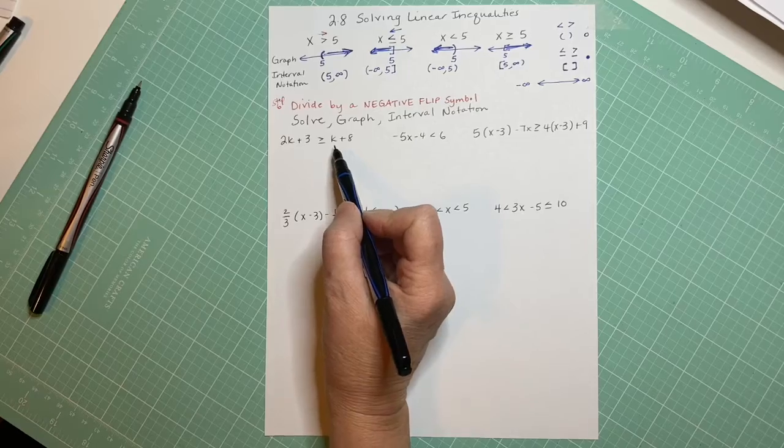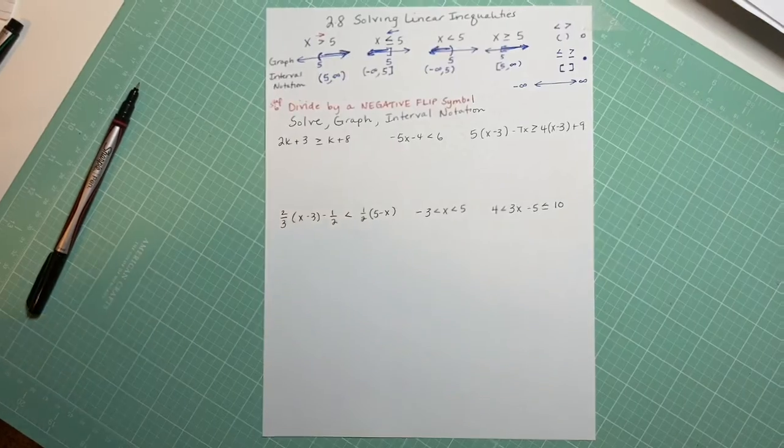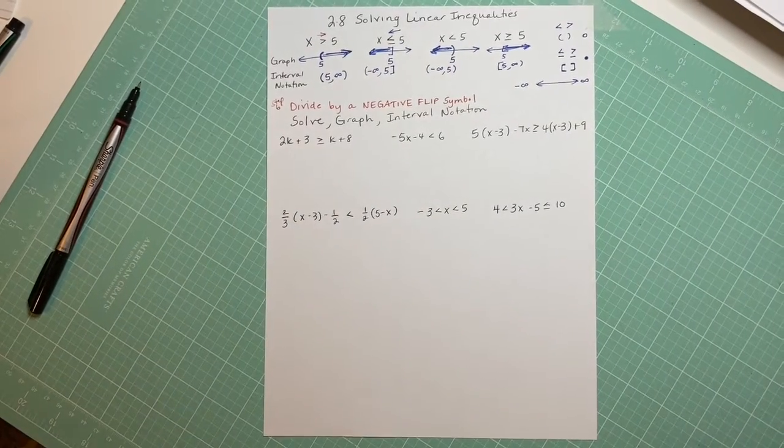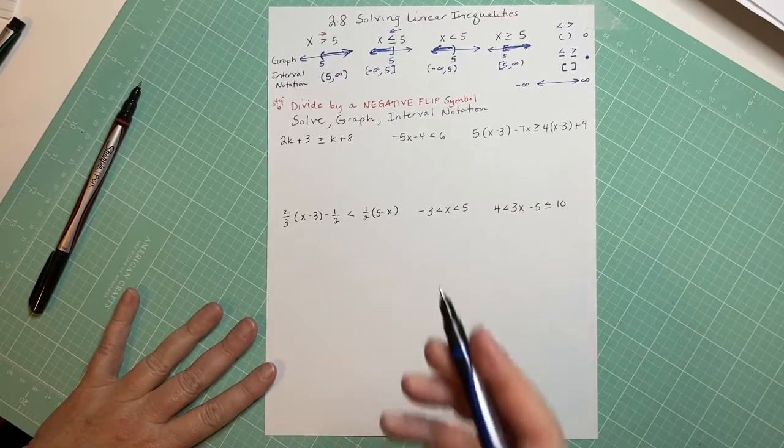So this first one, we need to solve it. Just think of your inequality as the same thing as where an equal sign is. And so we're going to look at this one and say, Step 1, there's no fractions. Step 2, there's no parentheses. Step 3, there's nothing to simplify on each side.